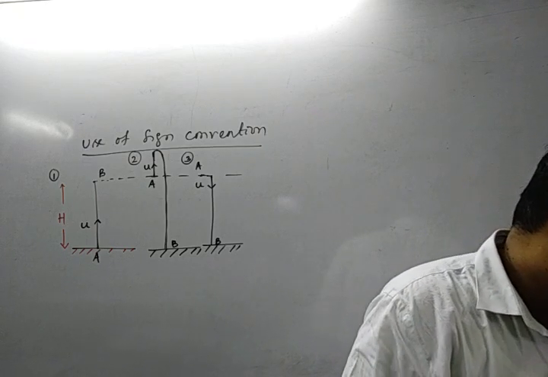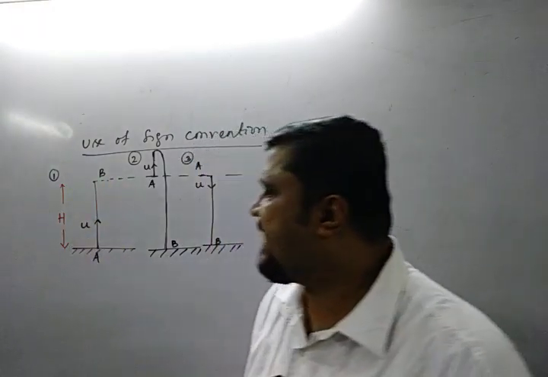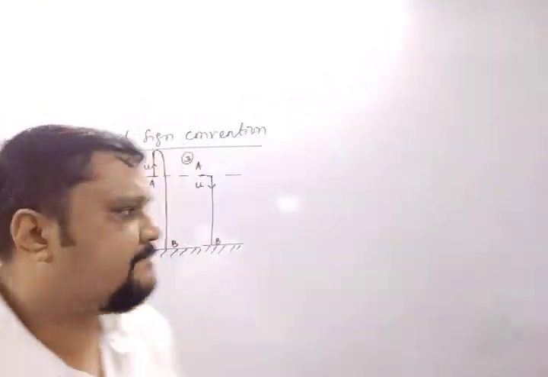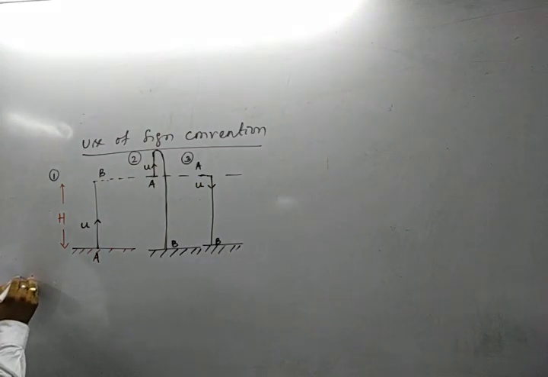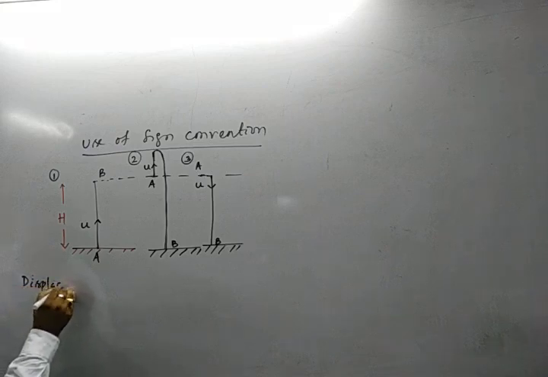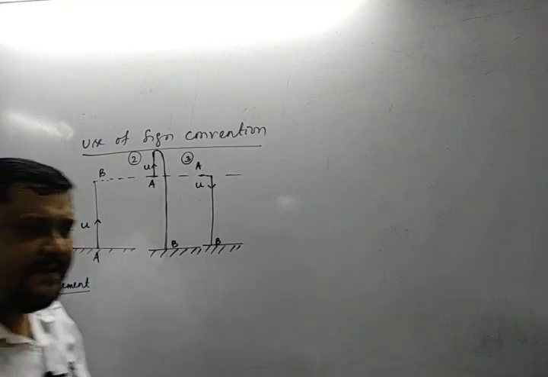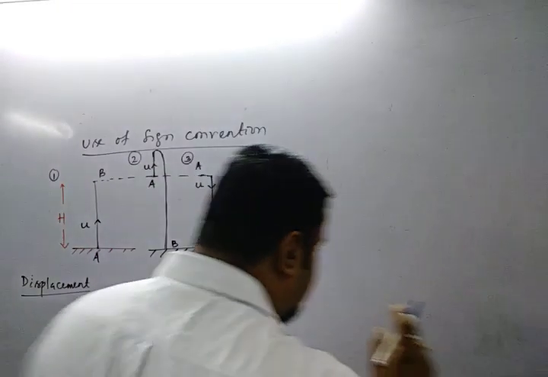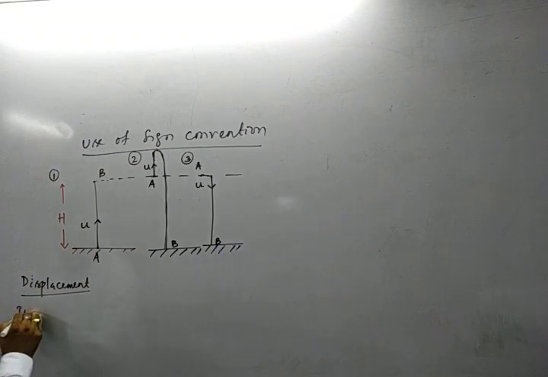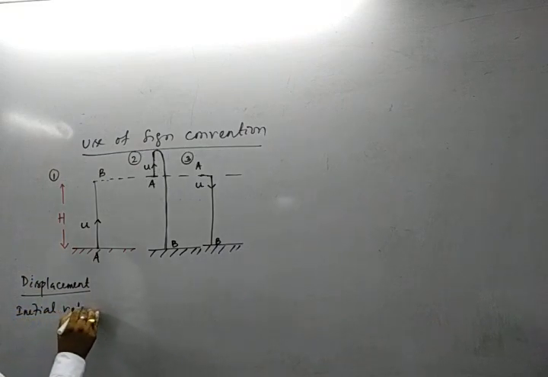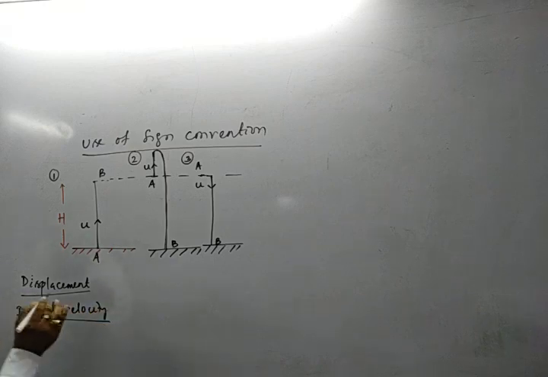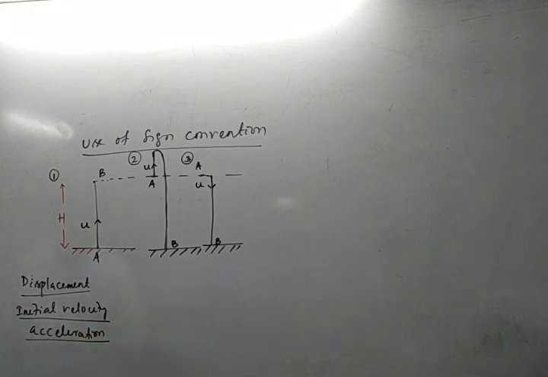So now we go for figure 1. Displacement s. Let me write what notation we will consider. First one is the displacement, for all the three cases. Clear? Then the next one is the initial velocity, for all the three cases, and the next one is the acceleration. This acceleration is the acceleration due to gravity g. Now go one by one.